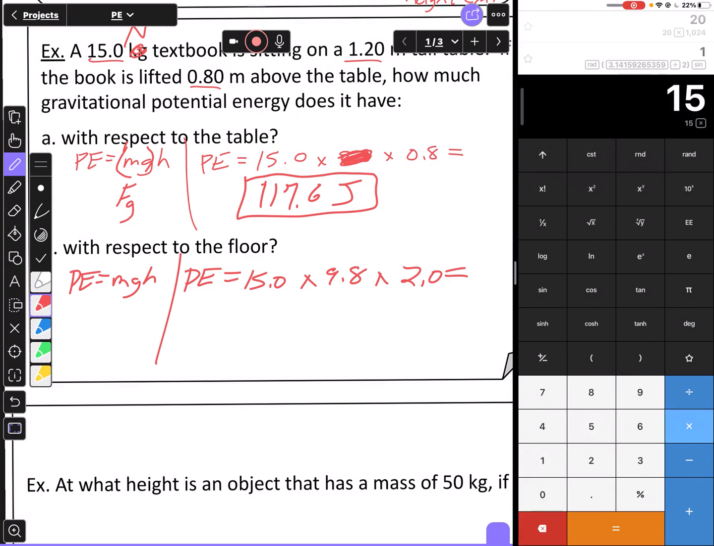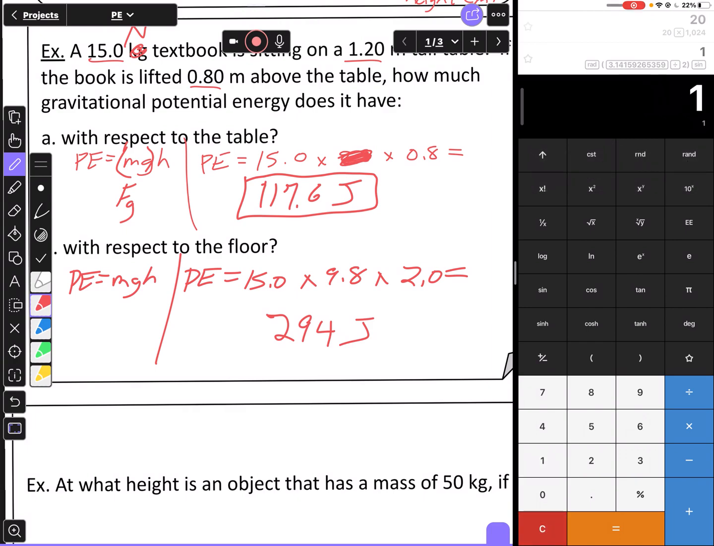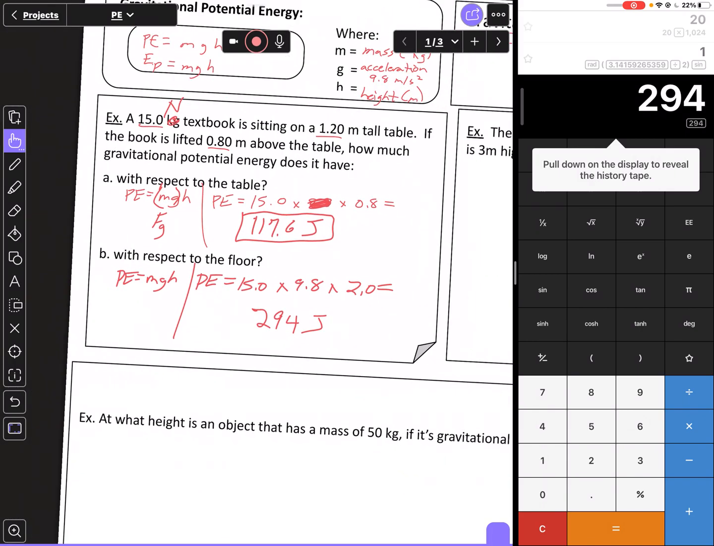15 times 9.8 times 2.0, and I get 294 joules. So next problem.